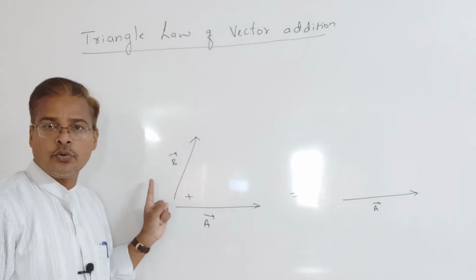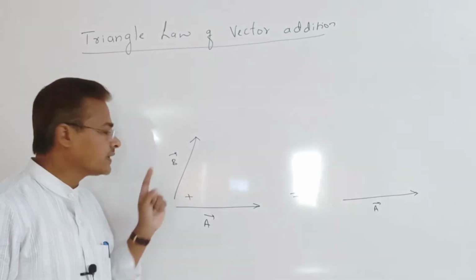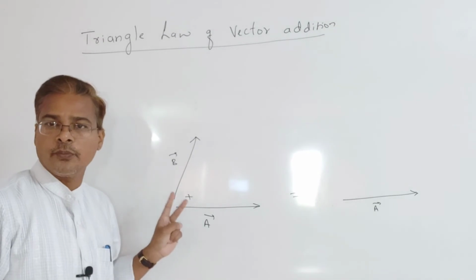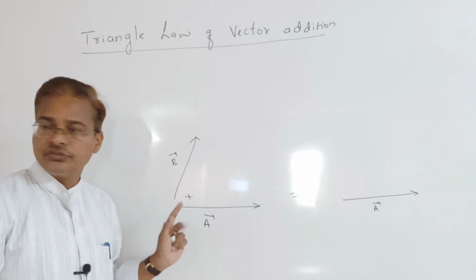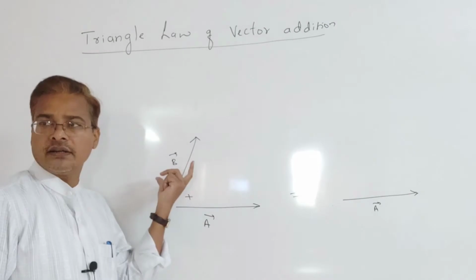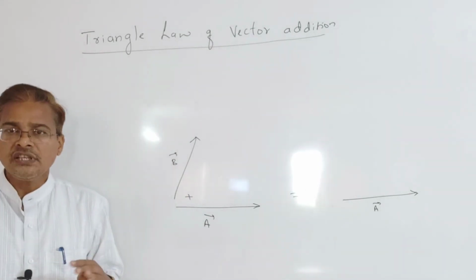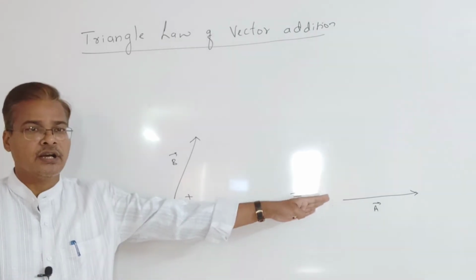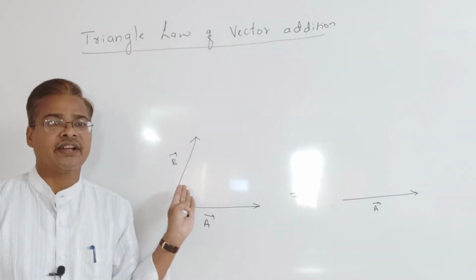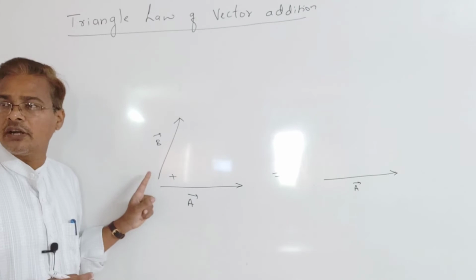So we have to resolve this into components. A vector and B vector are the two components. Resolving means the process of splitting. To add A vector and B vector, we have to get them resolved.